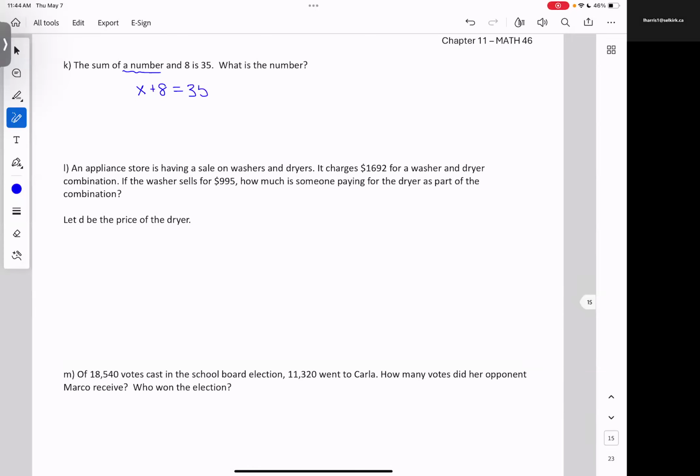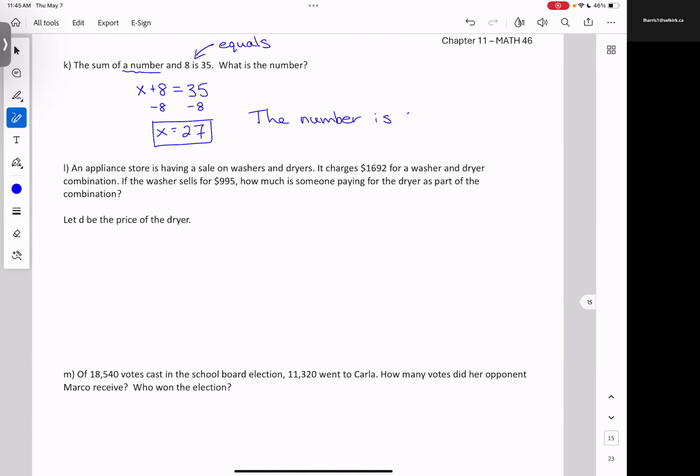When you see an is, think equal sign. So now we have a linear equation that we can solve. To solve it, let's subtract 8 from both sides, and that gives us x is 27. Okay, it's a word problem, so it needs a word answer. So the number is 27.